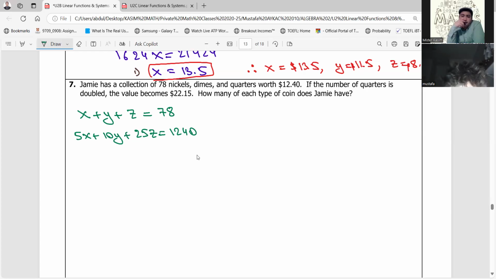How about the third equation? 5x plus 10y plus 25z times 2, so 50z. We are doubling the number of quarters. Because we have z quarters, if we double, that means now we have 2z quarters. So that is 50z, and the value becomes 2,215.